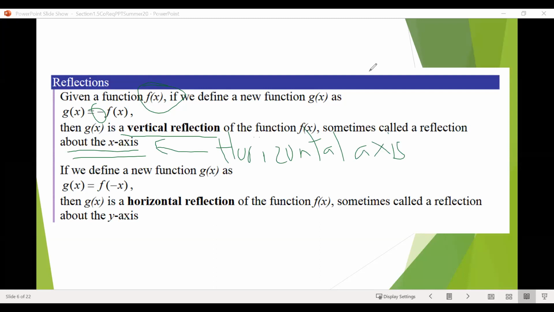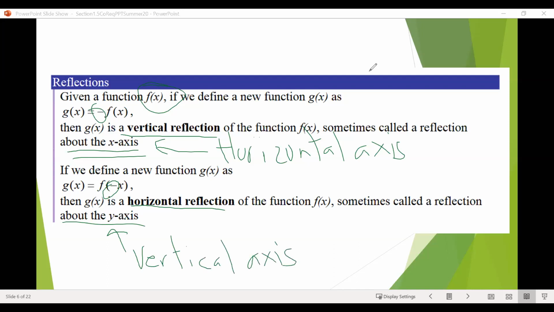Okay, so a vertical reflection, a negative on the outside, flips or reflects over the horizontal axis, which I know may sound strange because it's vertical reflection, but it's across the horizontal axis. And then a negative on the inside causes what we call a horizontal reflection. That's a reflection across what it calls here the y-axis, or that would be the vertical axis if we're not using x's and y's. Okay, so that's what those negative signs on the inside or outside do.